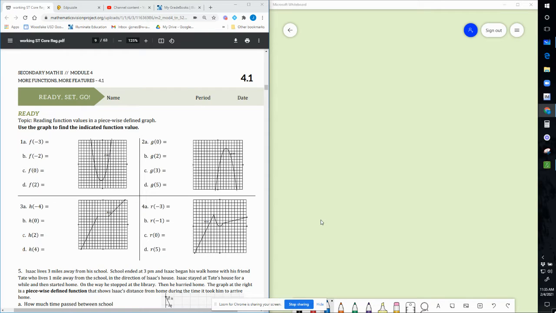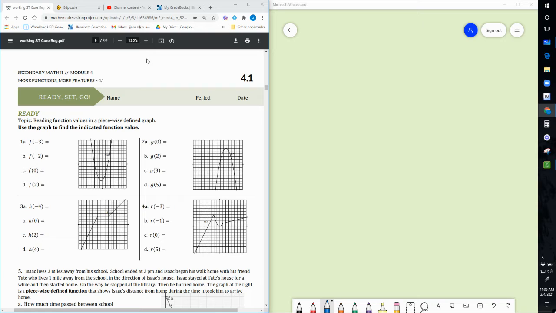What's going on, guys? Mr. Jones once again. Today we're going to do Ready, Set, Go 4.1. Part of it's going to directly correlate to the task we did 2 days ago, where you had to create your own story and create what we called piecewise functions, right? So with that being said, let's go ahead and get started.